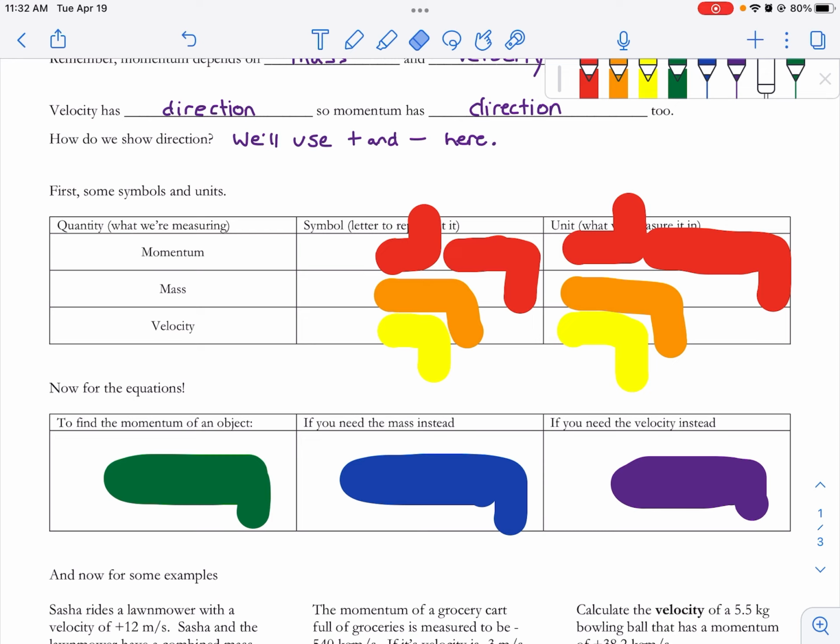So the symbol for velocity, hopefully you remember, is a V, and the unit that we measure it in is meters per second. That's nothing new. We've already seen that one.